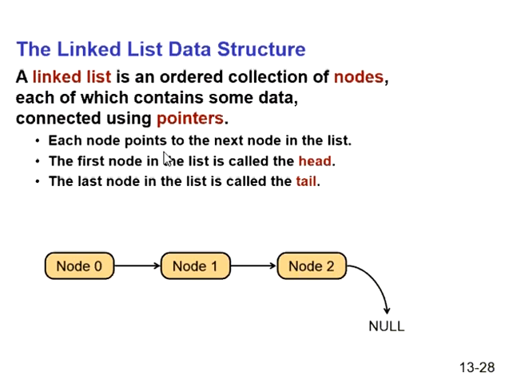A linked list is a collection of nodes, each of which contains data connected using pointers. The first node in the list is called the head, and the last node is called the tail. Each node points to the next node in the list.